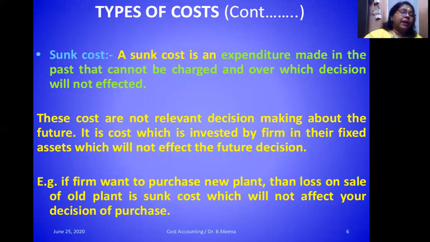There is an example given in that slide. If a firm wants to purchase a new plant, then the loss on sale of the old plant is a sunk cost. See, earlier they bought one plant and they sold it at a loss. When they were selling that plant, they faced some loss. That loss on sale of the plant is not relevant for taking a decision when I'm going to purchase a new plant. So whatever cost incurred in the past is not relevant for taking a future decision, and that cost is called sunk cost.